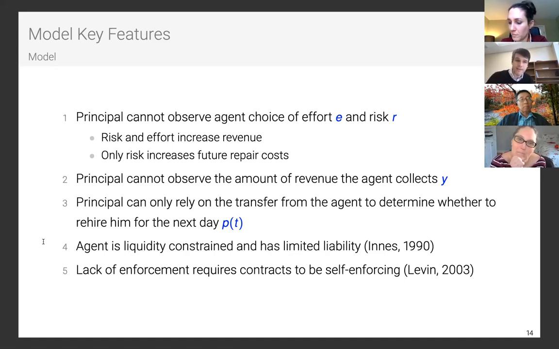What this implies is that the only tool that the owner has to induce transfers from the agent to them is the rehiring probability, which can only take as its argument the only thing they observe, right? The transfer amount at the end of the day. So we define the rehiring probability, this function p, which takes as an argument little t, which is the daily transfer that happens at the end of the day. So this is the core setup. And then we also have limited liability on the agent side, and we're going to require that this be a relational self-enforcing contract.